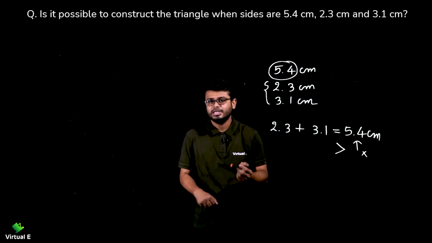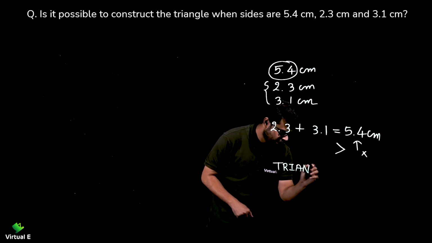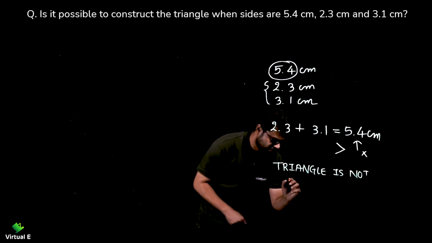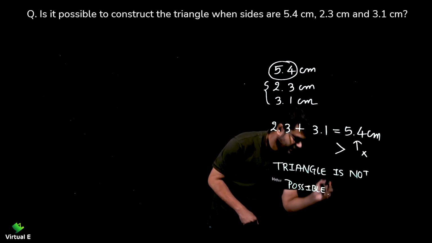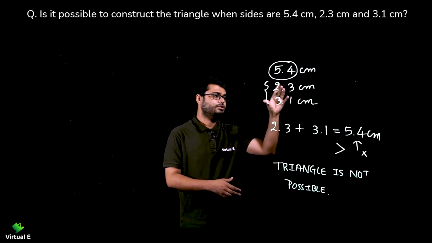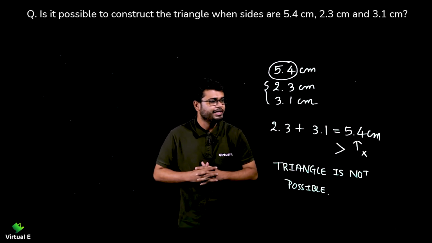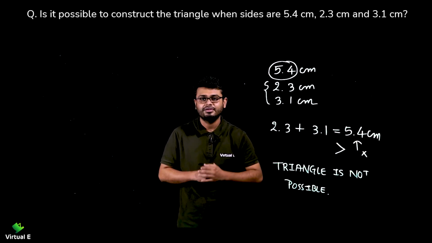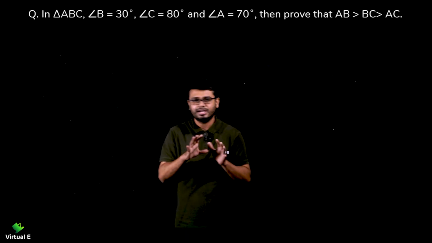So we cannot construct the triangle. Let's write: triangle is not possible. Simple, right? This is how we can identify with the help of the theorem. You have three sides, you add any two and cross-check whether you are getting a sum greater than the third or not. So this is how we identify, with the help of the theorem, whether we can make a triangle with the given sides. Let's discuss one more question related to the theorems that we discussed.